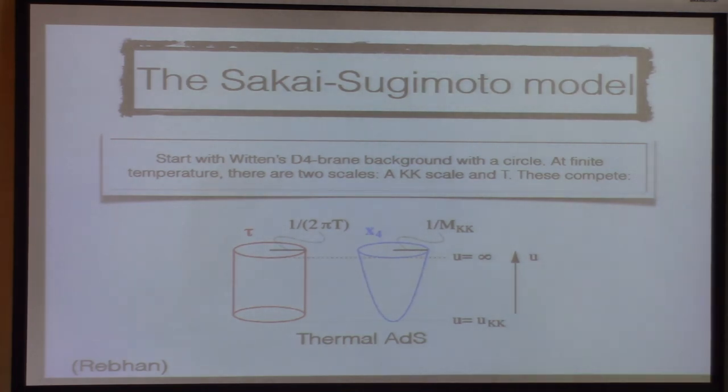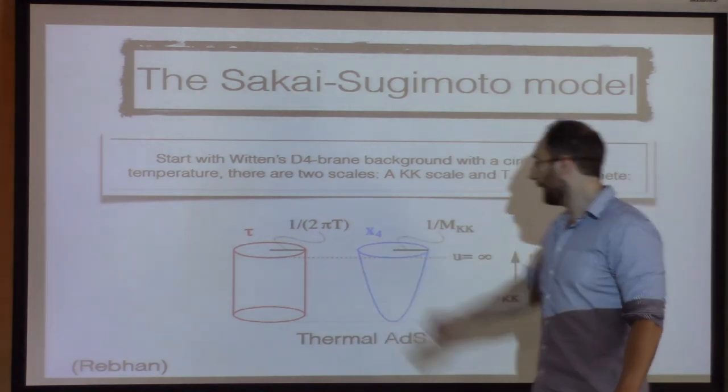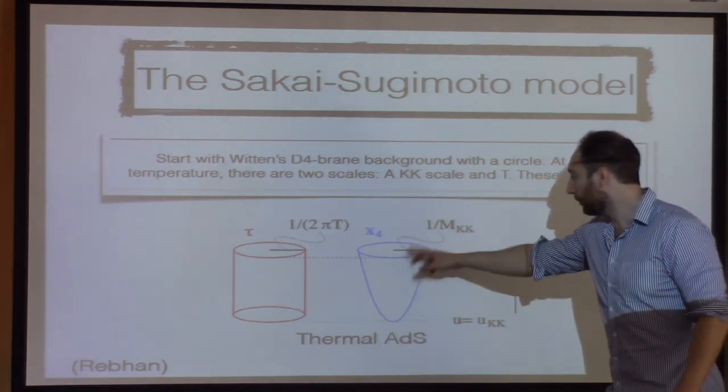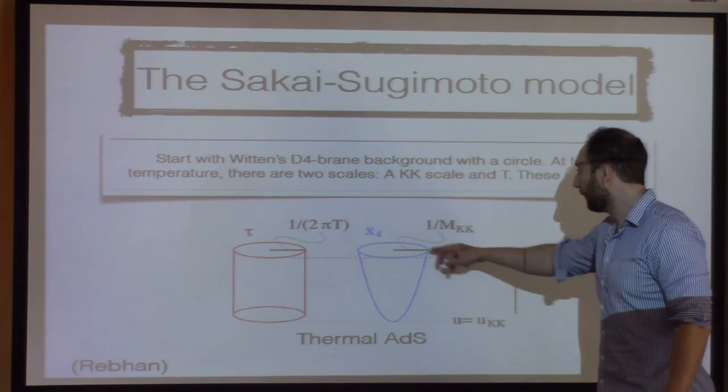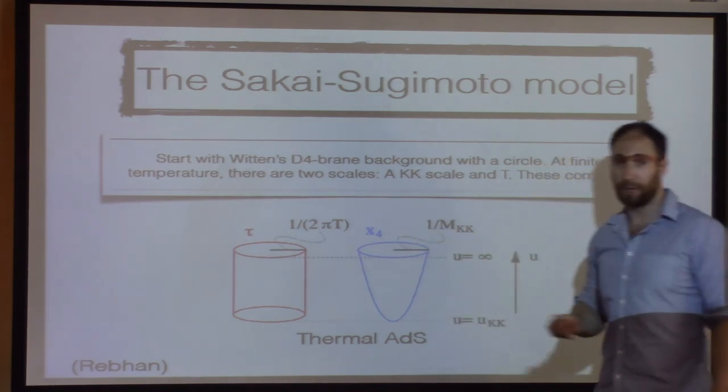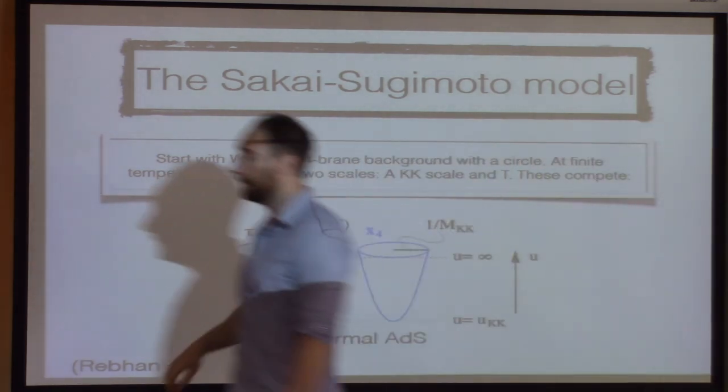Okay? So this is thermal ADS, where we have a cigar geometry now in the u direction for the x4 circle, which is the Kaluza-Klein circle.